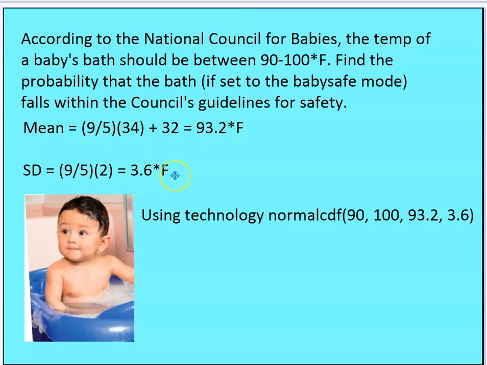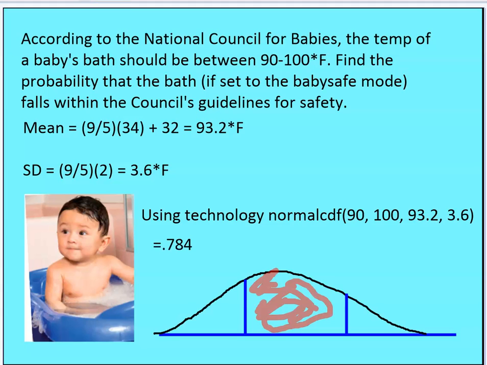All right, so we said 34 degrees Celsius is 93.2 degrees Fahrenheit, and the standard deviation is 3.6. And we want to know what percent of the values lie between 90 and 100. So we're going to use technology, normal CDF, 90 lower limit, 100 upper limit, 93.2 is the mean, 3.6 is the standard deviation. And when we type that into the calculator, we end up with 0.784. Right, and then I drew a graph just to represent this. So I know that what I'm saying relates back to my normal distribution curve.